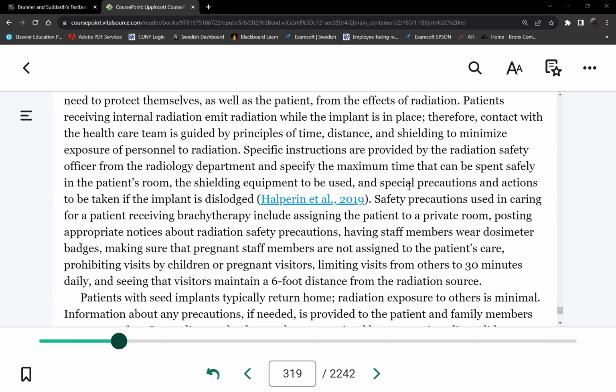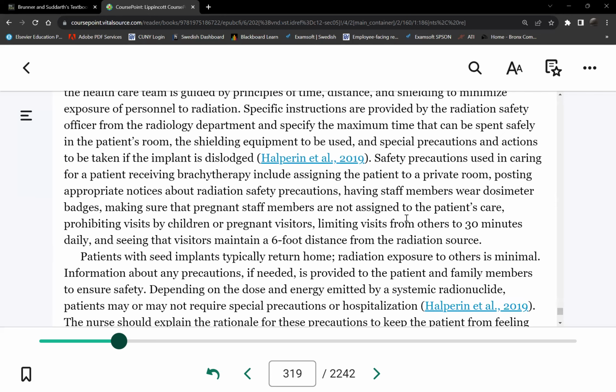Tears and sweat are okay, right? Any other wet stuff coming out of the patient except for tears and sweat is radioactive. Because it is now unsealed, how long do we allow for visiting, including nurses? It is now only 30 minutes. And we must maintain what distance? 6 feet now, right?